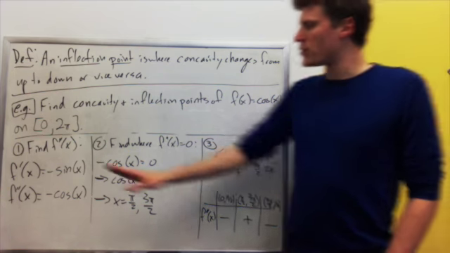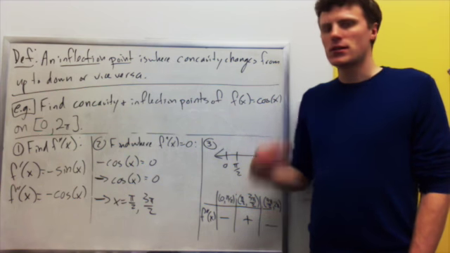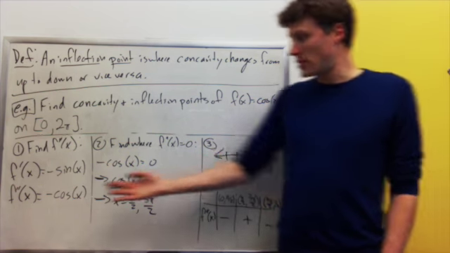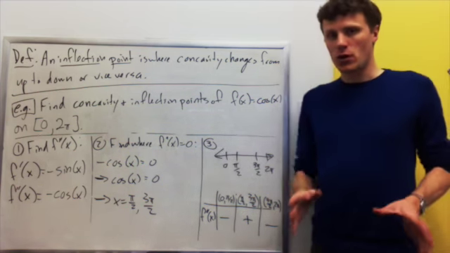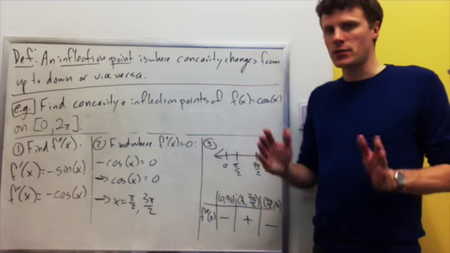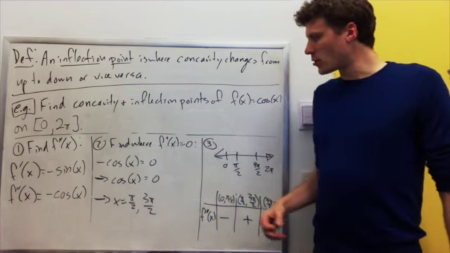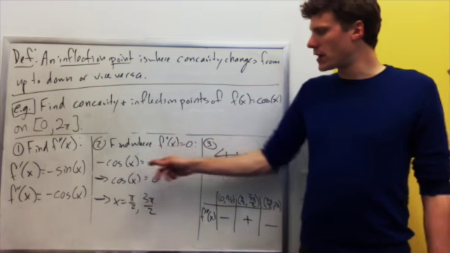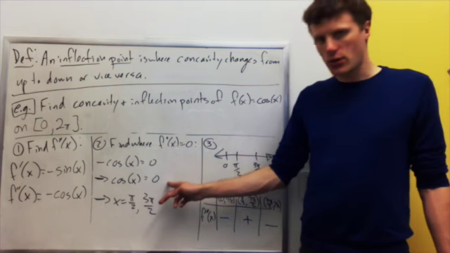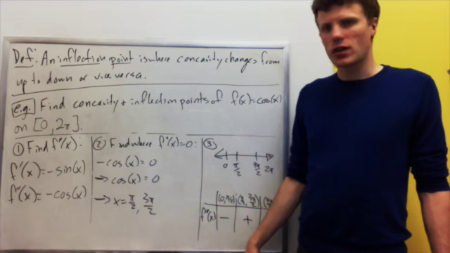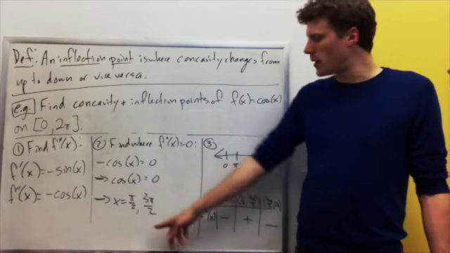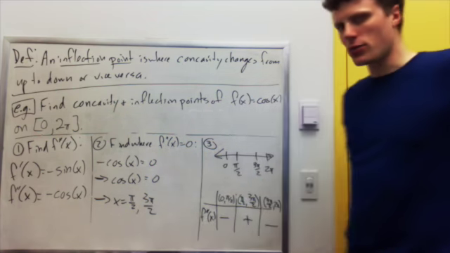We want to see where the second derivative is positive or negative. To do that, we know this is a nice continuous function. It will always be positive or always be negative between any two consecutive critical numbers. So, when is negative cosine of x equal to 0? When cosine is equal to 0. When is cosine equal to 0? At least between 0 and 2 pi, that happens when x is pi over 2 and 3 pi over 2.